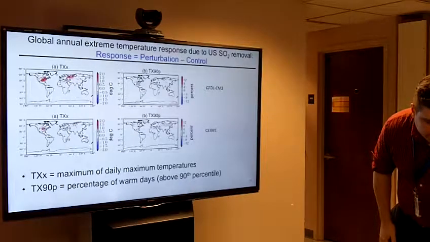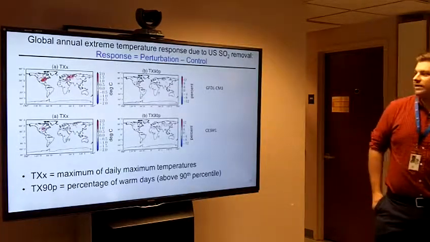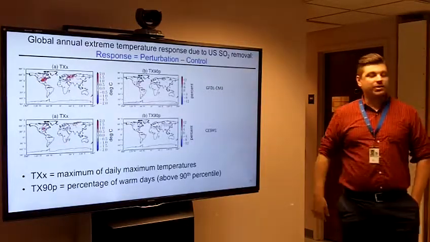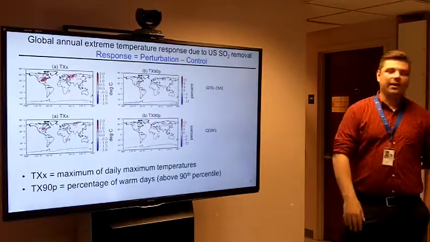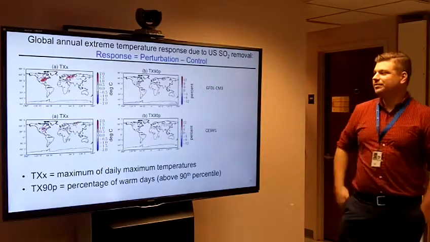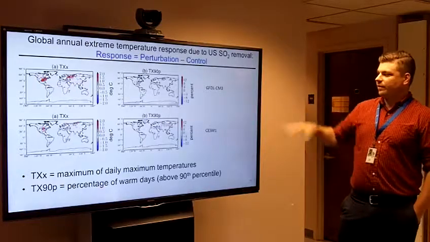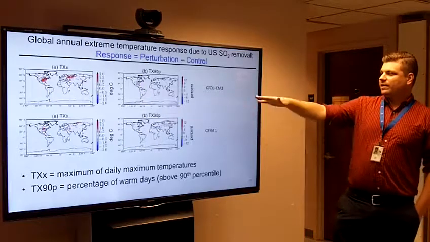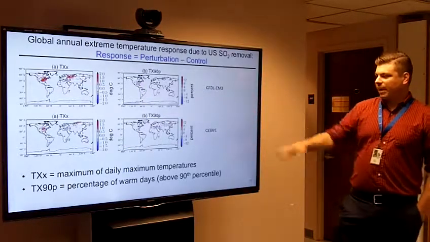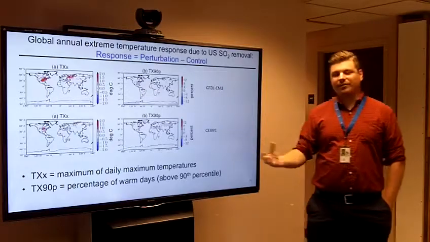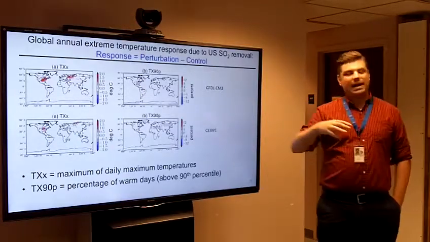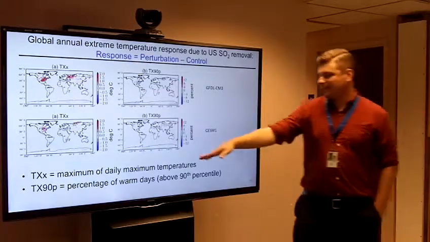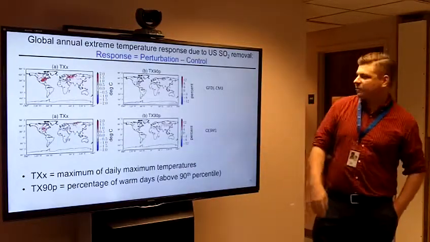Let's see. I'll talk a little bit about extremes in the last few minutes here. I'm almost done. One other thing is that we're going to look at the temperature extremes and the precipitation extremes and how aerosol removal affects those. So, the same framework, the delta plots here. I've plotted the TXX, which is the maximum of maximum daily temperatures. So if you have all of your high temperatures in a day, you pick out the maximum of that. That's TXX. And then TX90P is the percentage of warm days above the 90th percentile.